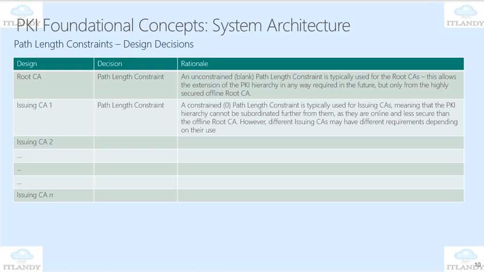Issuing CA, the one which is online, if you remember: path length constraint 0, not blank. A zero path length is typically used for the issuing CA, meaning that the PKI hierarchy cannot be subordinated further from there. You cannot branch out from it, as they are online and less secure than the offline root CA. However, different issuing CAs may have different needs or requirements, and so on. CA2 all the way to CAn need to be following the same footsteps here.